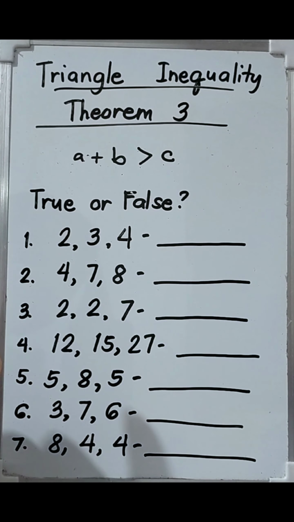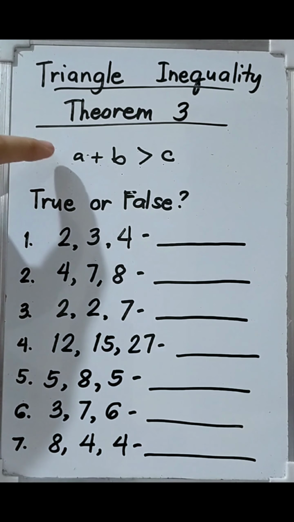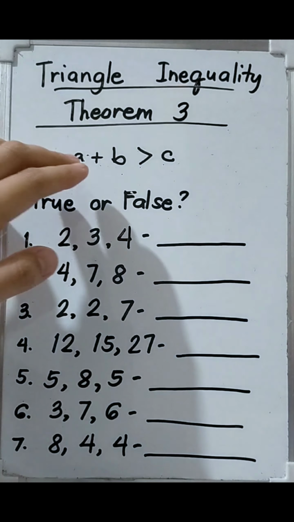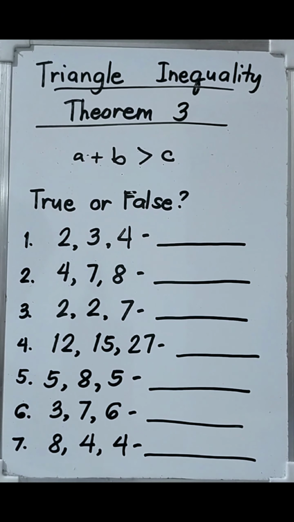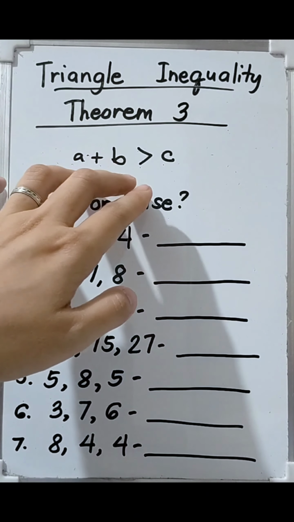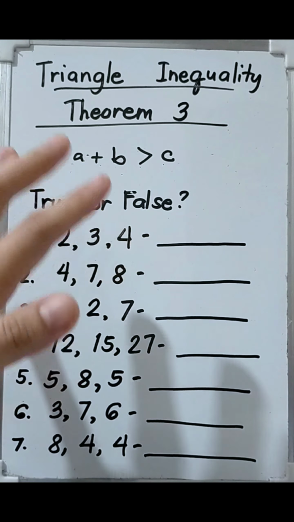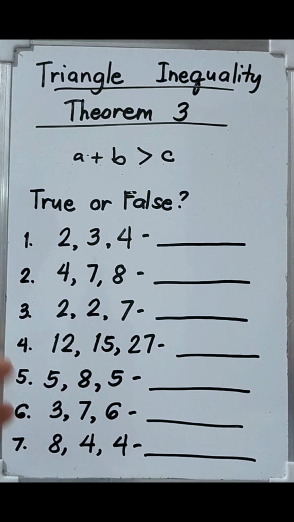For triangle inequality theorem 3, we will just follow this. A plus B is greater than C. Ano ba yon? Ito yung mga sides ng triangle. So, hindi ito lang yung sinunod natin. Pag inad na natin yung dalawang sides, tapos greater than the third side siya, tapos na. Hindi. We will consider all the sides. Okay? All the sum of the sides.